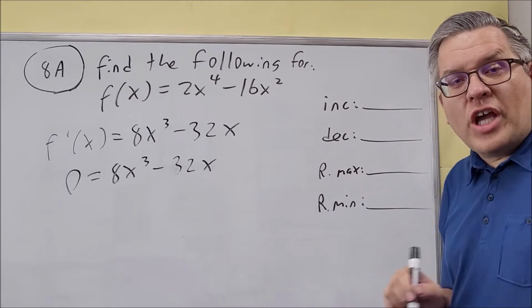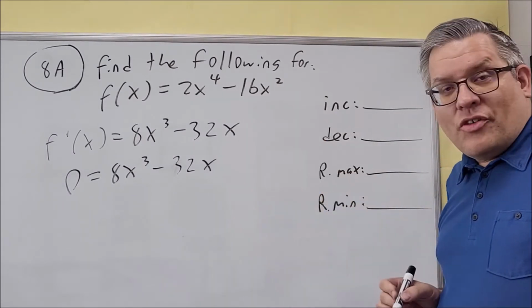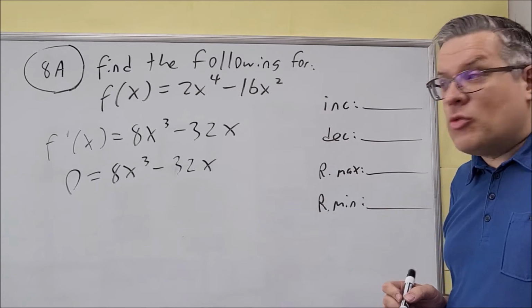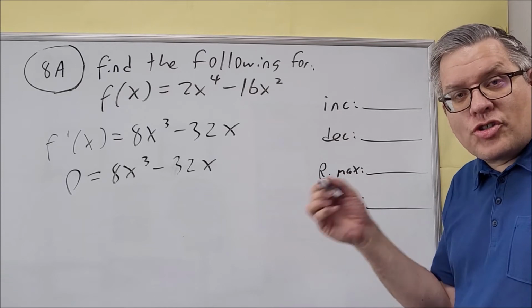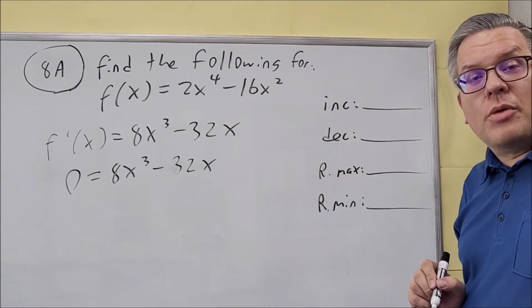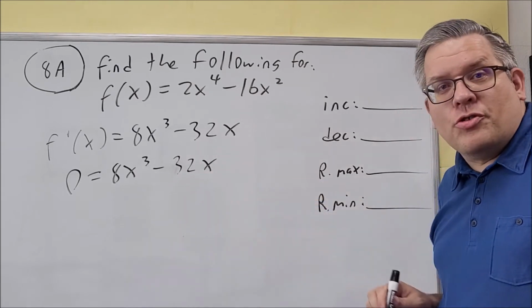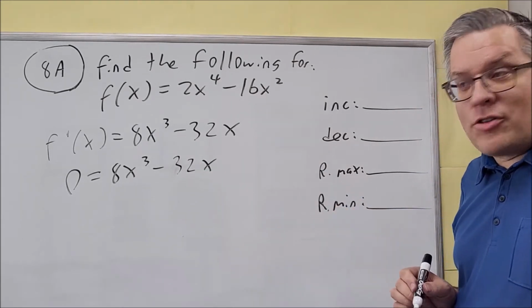Remember, critical numbers, you have two different ways of finding critical numbers. The first is finding out where the first derivative is going to be undefined, which there's no numbers that make the first derivative undefined here, so you're not going to find a critical number that way. But the second way to find critical numbers would be to set the first derivative equal to 0, like we're doing here. So now we just need to do factoring on that.